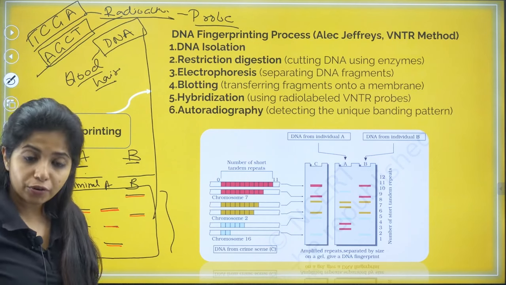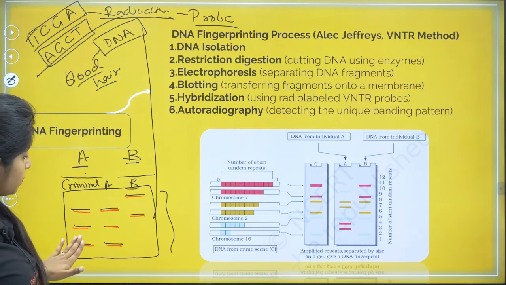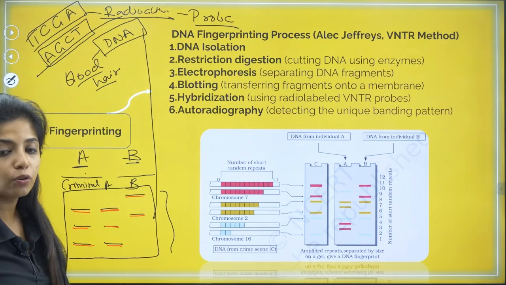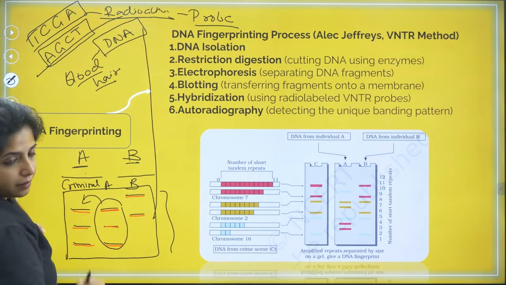I have to use an autoradiography machine to view it. And when I see it, I find that the banding pattern over here and the banding pattern over here is the same. What do I conclude from this? That my friend A is the criminal.